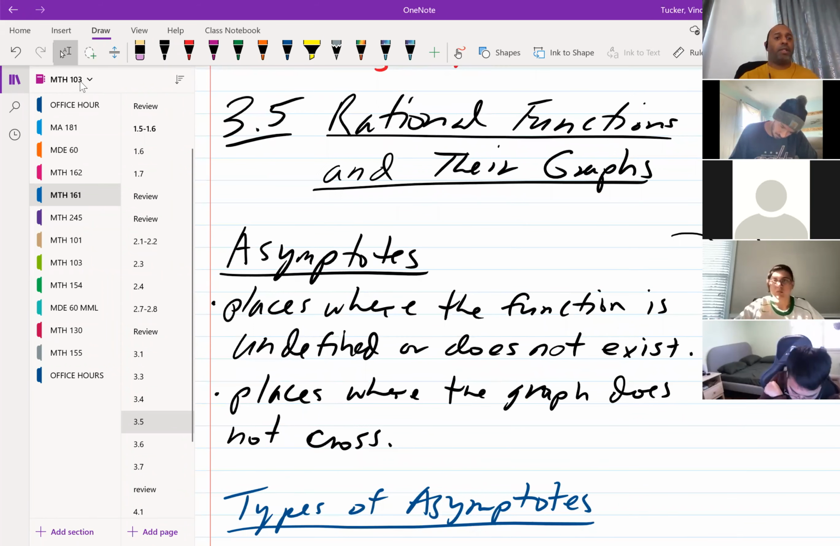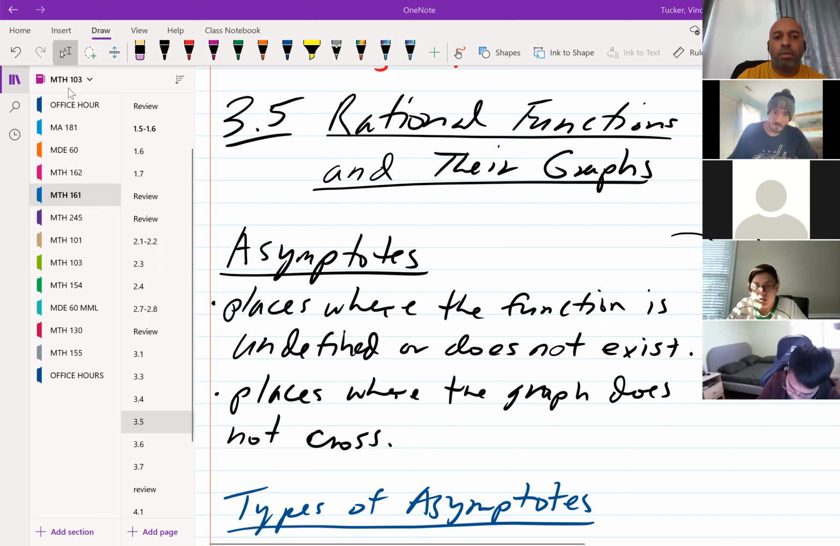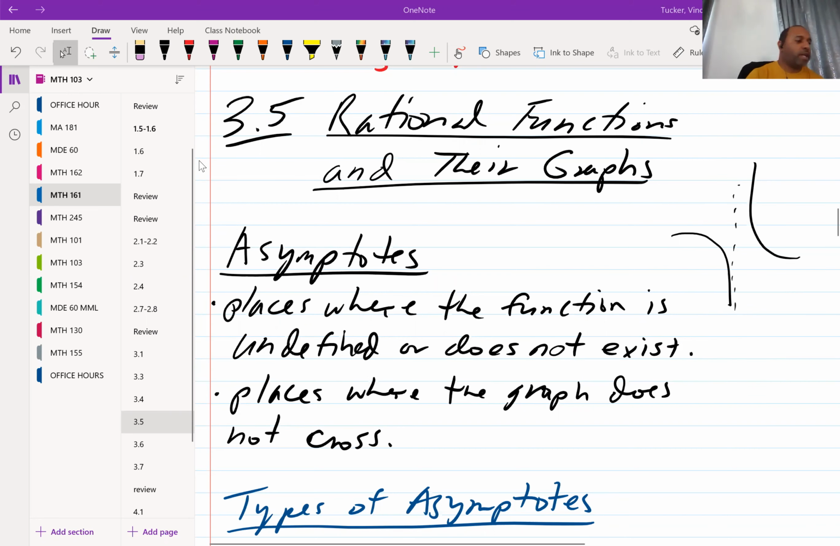So last class we closed out 3.4, and today we'll look at 3.5. All right, so we're looking at rational functions and their graphs.